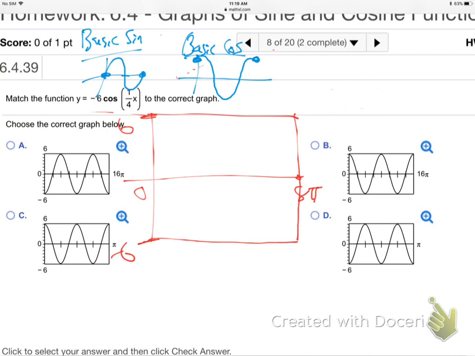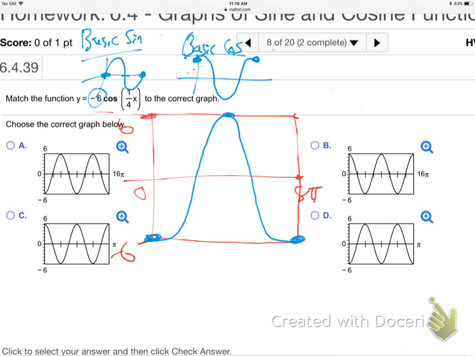So, cosine is just a shift. Instead of starting at the origin, cosine starts high, ends high, unless there's a negative in the front, like ours has a negative in the front. So that's going to turn it upside down, and it'll start low, end low, and go high in the middle. So it's A. Like that.